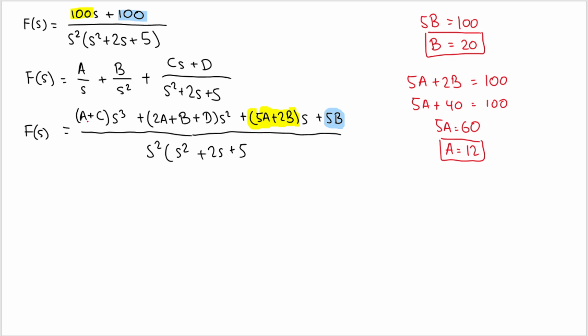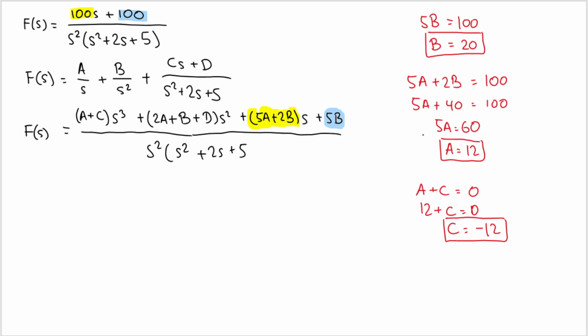Now what can we do? We have A plus C. What does it equal to? We don't have the cubic term here, so this will equal 0, right? So we'll have 12 plus C equal to 0. And so we'll have C equal to minus 12. Good.